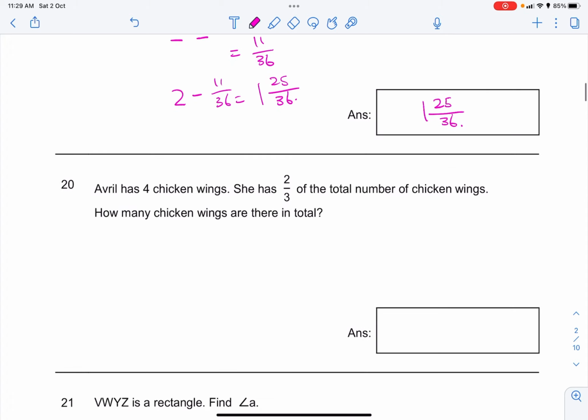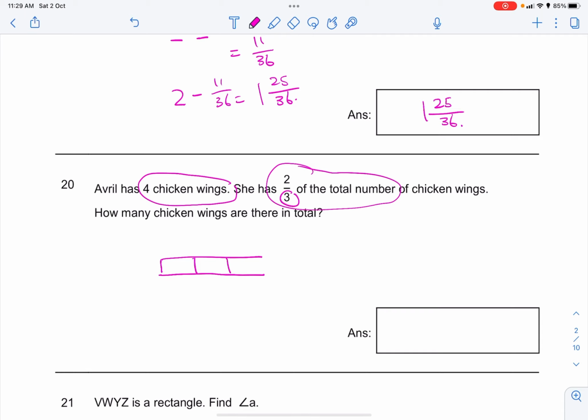Next, the 4 chicken wings that Avril has is 2/3 of the total number. So you see the fraction with denominator 3. I'm going to draw a model with 3 parts. Whenever you see a fraction in a question like this, you see the denominator 3, you draw a model with 3 parts. And 2 parts here is 4. So how many chicken wings in total? 4 divided by 2 is 2. 2 times 3 is 6. So 6 chicken wings altogether.